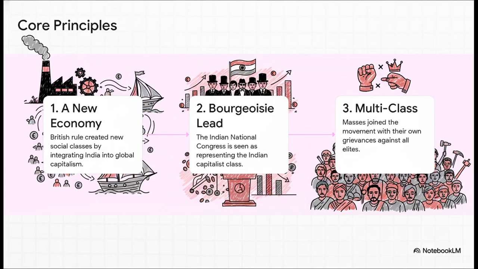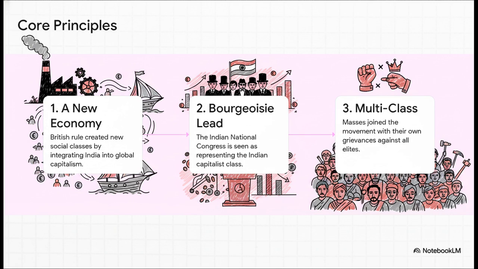Okay, so how does this actually work when we apply it to India? Let's break it down. First, British rule wasn't just a military occupation. It totally rewired India's economy and plugged it into global capitalism. And in doing so, it created brand new social classes that didn't really exist before.